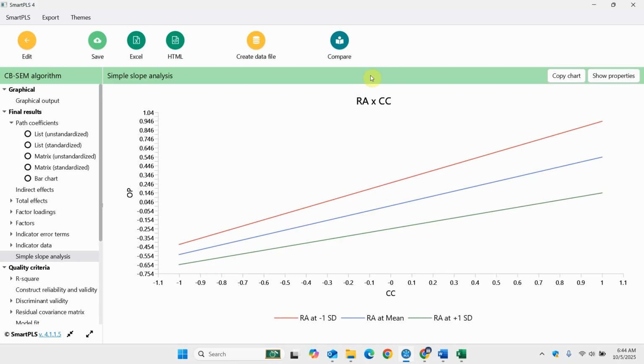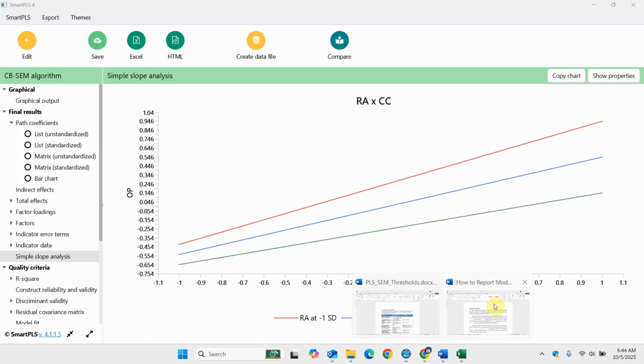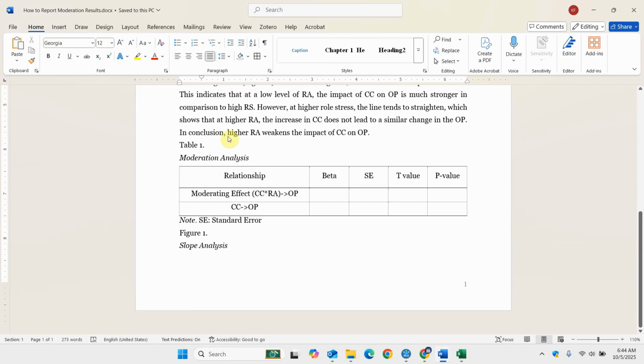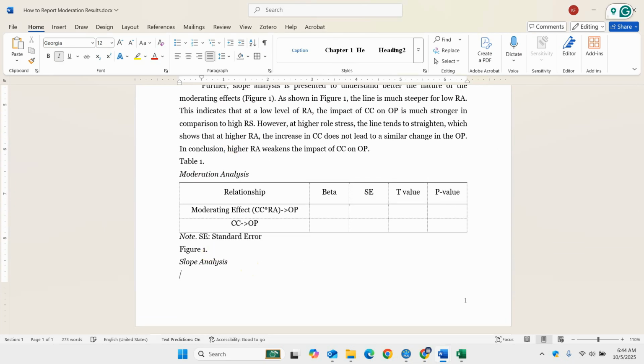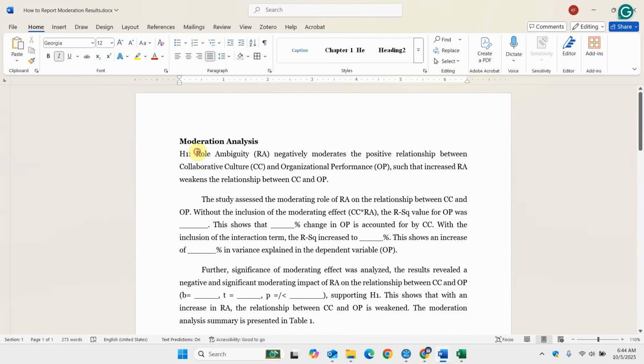Now, how do we report these results? I'm going to copy this chart to clipboard, and here I've got a template. Let's put it in here and understand this. Role ambiguity negatively moderates the positive relationship between collaborative culture and organizational performance, such that increased role ambiguity weakens the relationship between collaborative culture and organizational performance. This is my hypothesis.